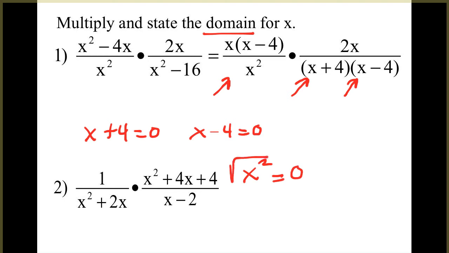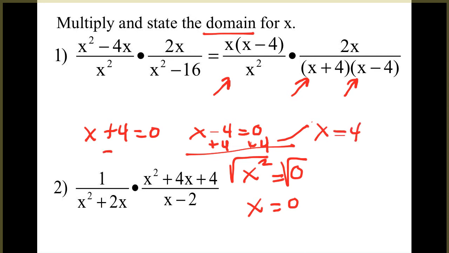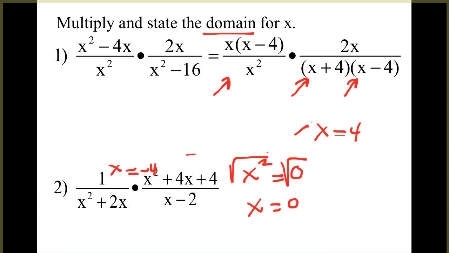So to lose the square, I take the square root, and what I get is x is equal to 0. For this one, I can add 4, and end up with x equals 4. Here I'm subtracting 4, and I get x equals negative 4. So I have three possible solutions of what could give me a 0 in that denominator.